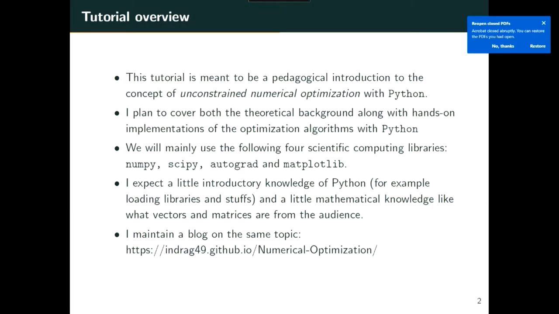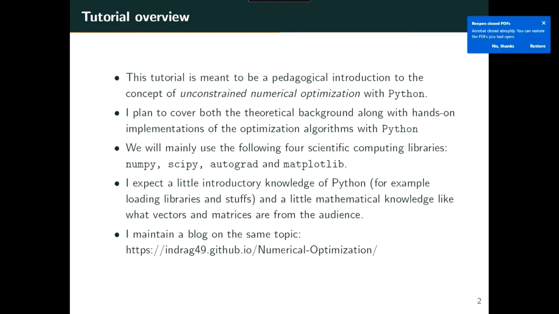Okay, so the serious stuff. This tutorial is meant to be a pedagogical introduction to unconstrained numerical optimization. Both unconstrained and constrained optimization, I'll talk about what these two things are later. But unconstrained optimization is the starting point of this whole field. And that's why, instead of trying to cover everything in a single tutorial, I thought of just starting with the unconstrained one, and that will really help you shift later to constrained if you want.